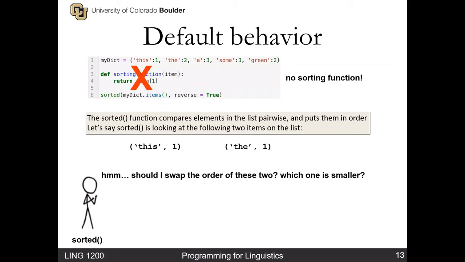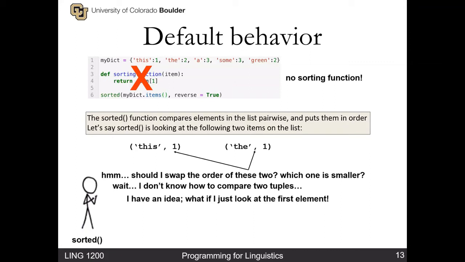Should I swap the order? Are they in order? Which one is smaller? How do I do this? I don't know how to compare the 2 tuples. Oh, wait, I've got an idea. What if I just look at the first element? So that's its default behavior. So that's a brilliant idea. Why not? Let's look at the first element.